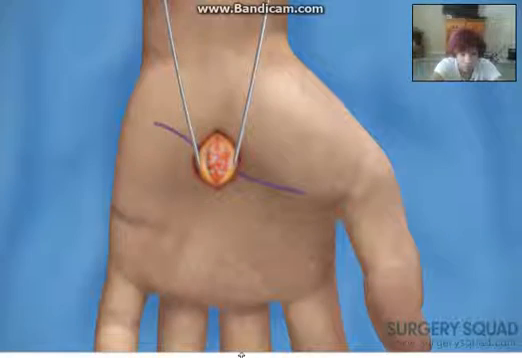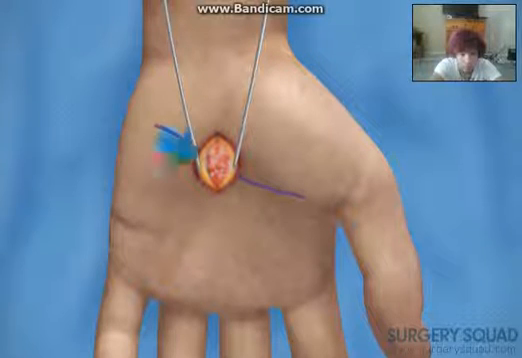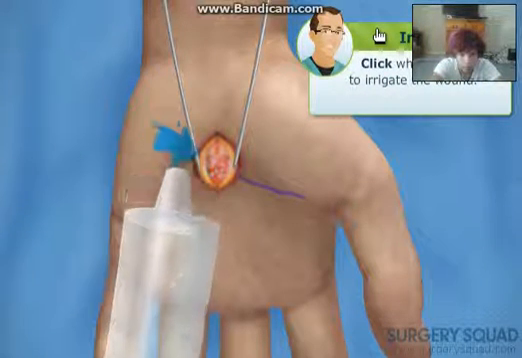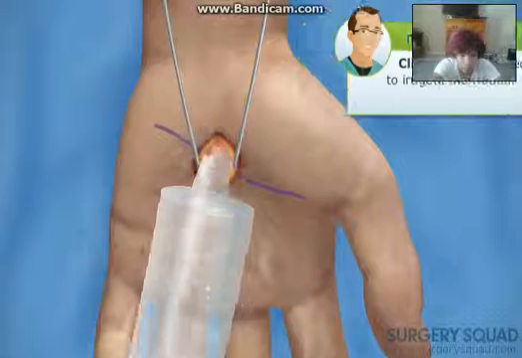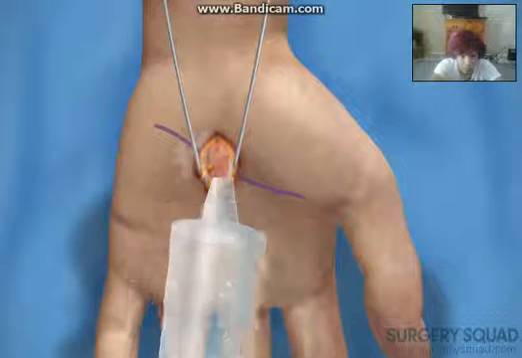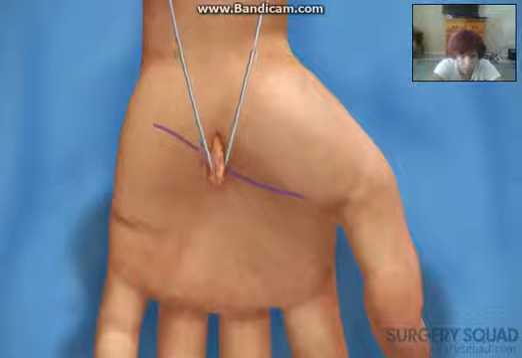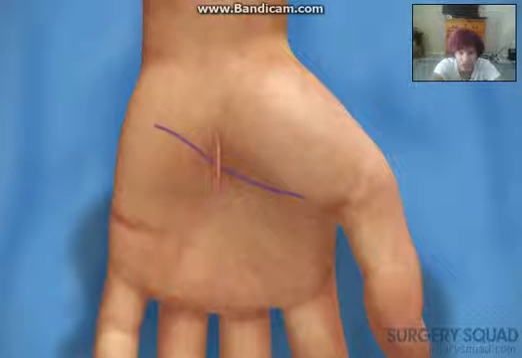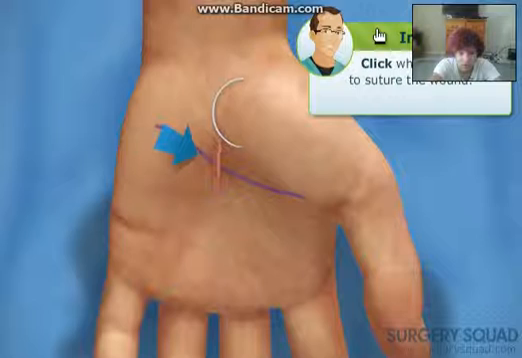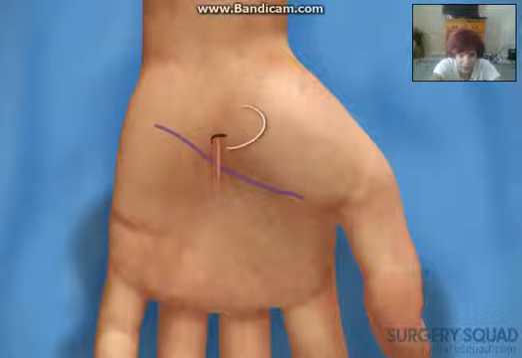Now we can begin to clean and close the incision. Go ahead and irrigate the wound. When you're finished, I'll release the tourniquet, allowing blood to flow back into the hand. Great! Now you'll close the wound using non-absorbable sutures. We didn't even cut this part.